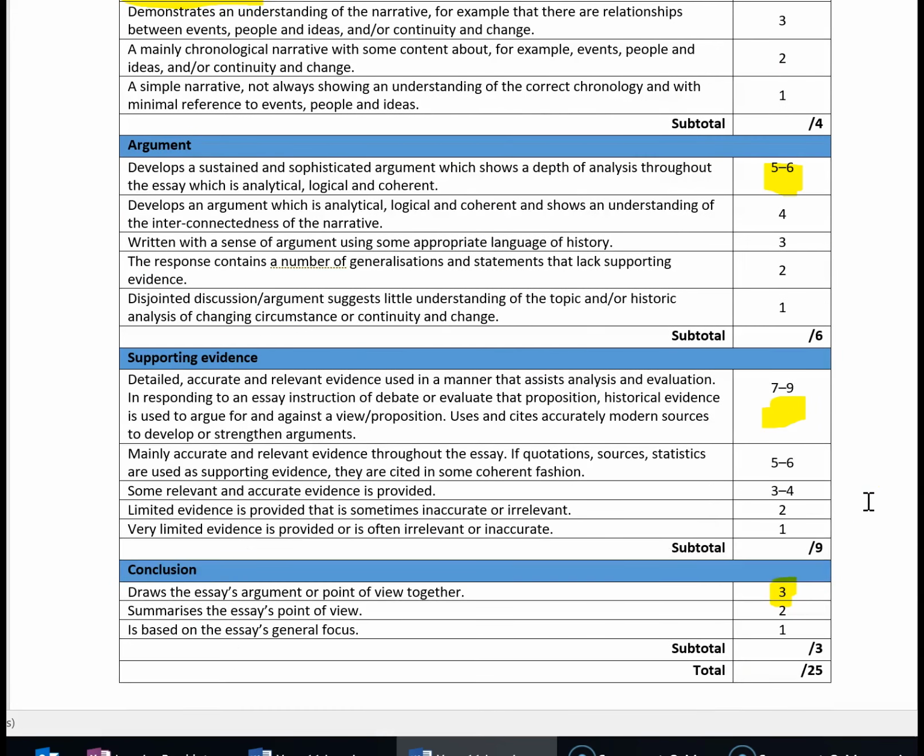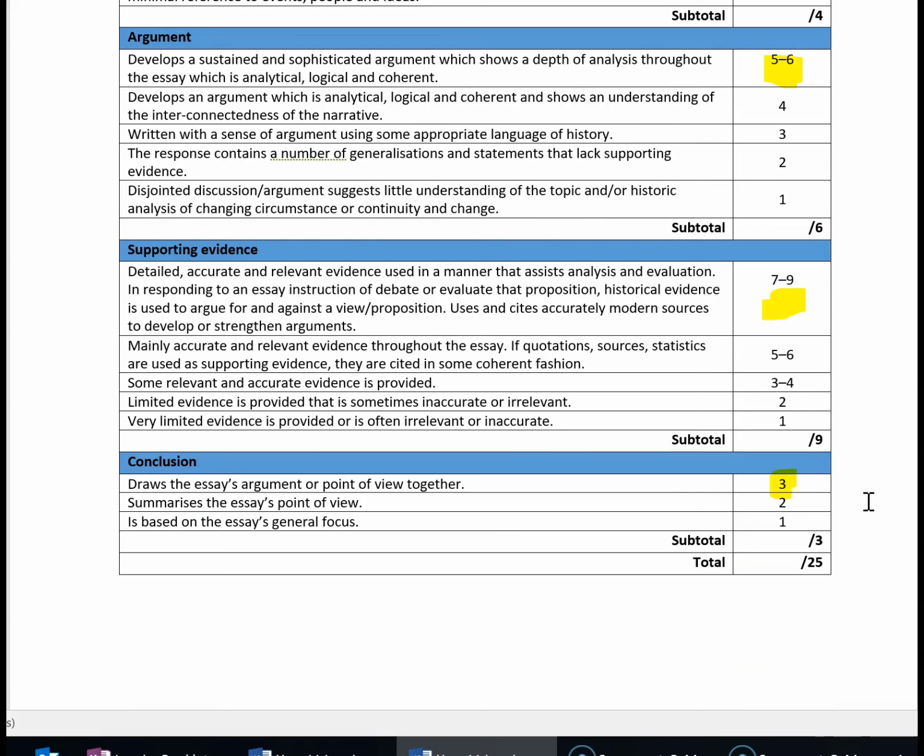There's 2 sections. We're coming to them now. I'll just clip it down there. Argument and supporting evidence. Everything hinges on these 2. Supporting evidence is worth 9 marks. Argument is worth 6, 15 out of a possible 25. The thing is, they all work together as well.